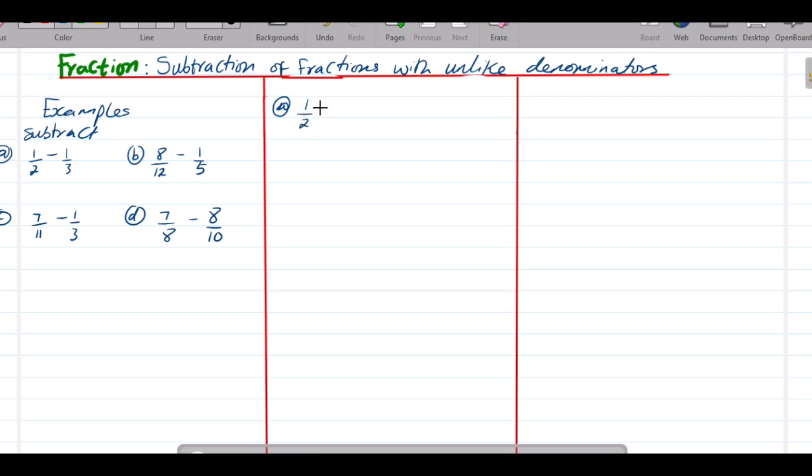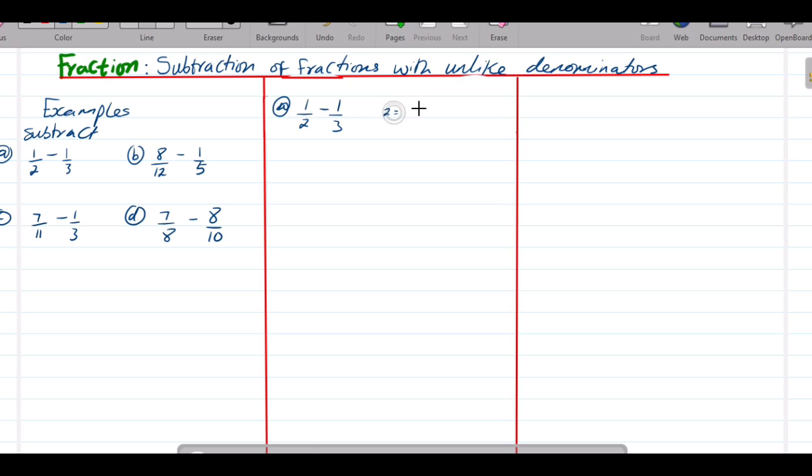Now if we are given 1 over 2 minus 1 over 3, to solve these particular fractions with unlike denominators, the first thing we need to do is to find the LCM. And you can use any method of your choice to find the LCM, but for this question, I chose to use the listing the common multiples method. So let's list out the common multiples of 2 and 3 and figure out our lowest common multiple.